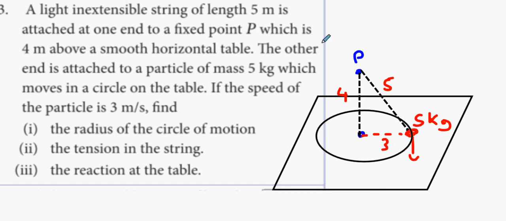Now, the tension is, which way is the tension working? Would you agree it's all going diagonally left up? Because the hypotenuse is the string. Okay? The string is 5 meters. It's 4 meters above the table. The other end of the string is attached to a mass of 5 kilograms, which moves in a circular table. If the speed of the particle, so we know that r equals 3.